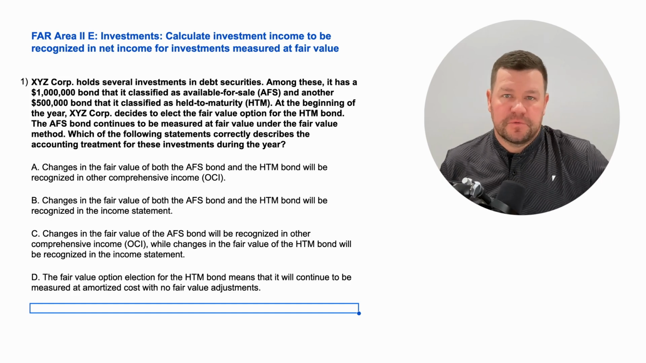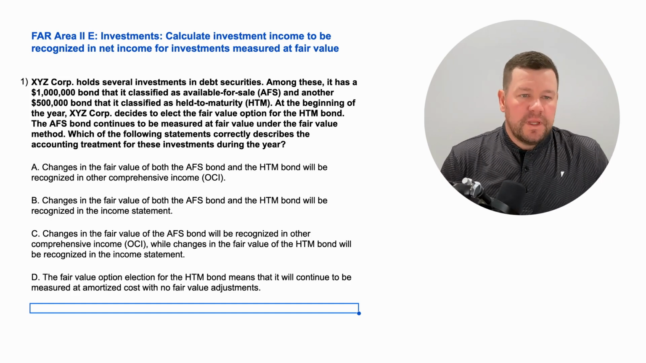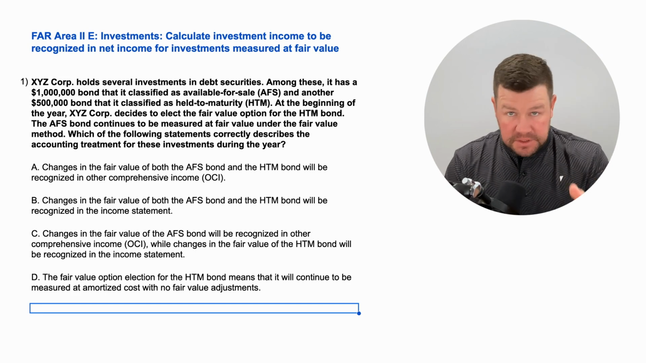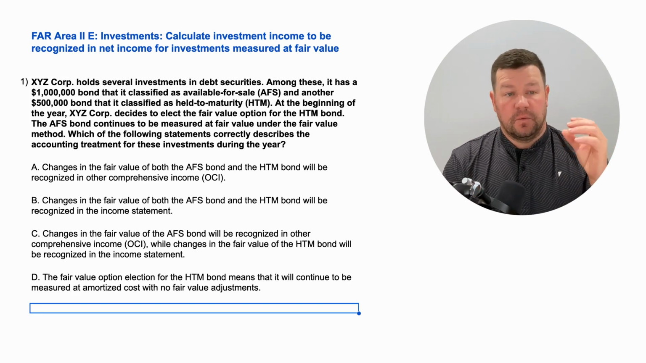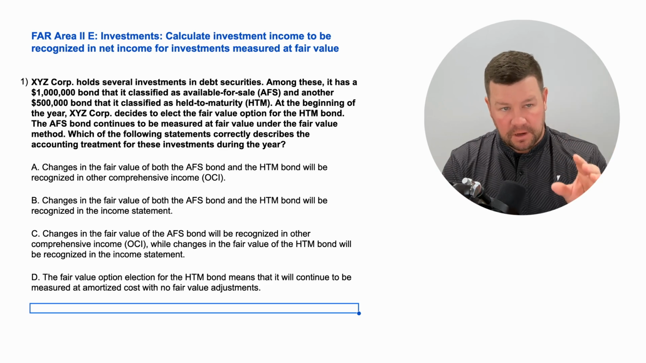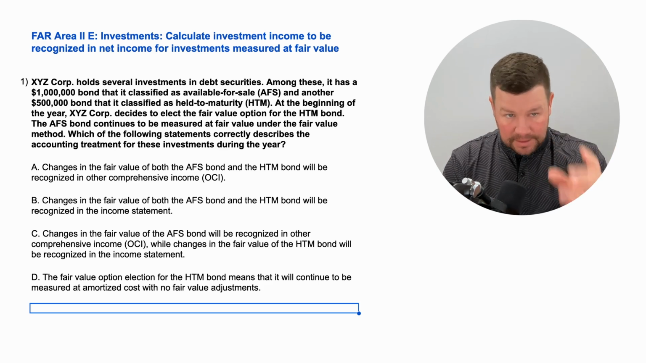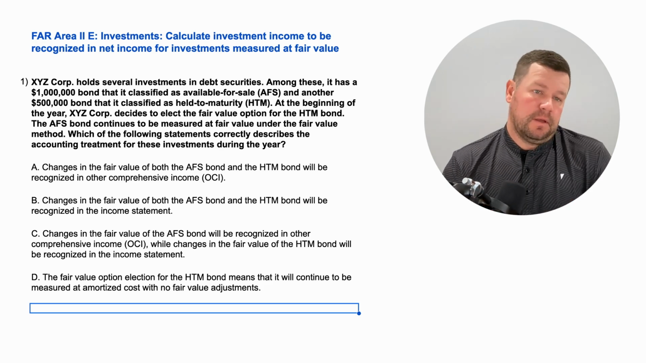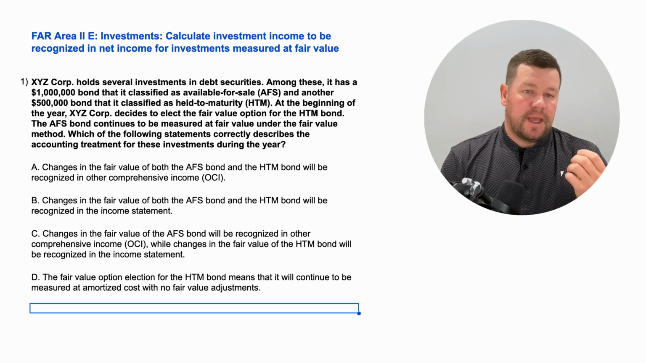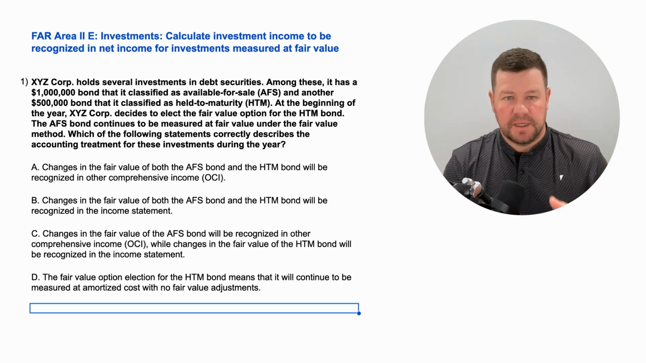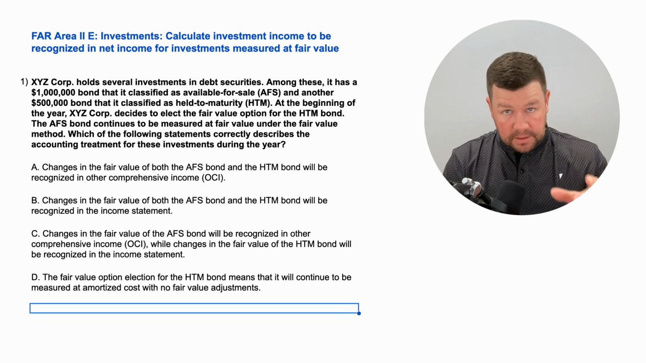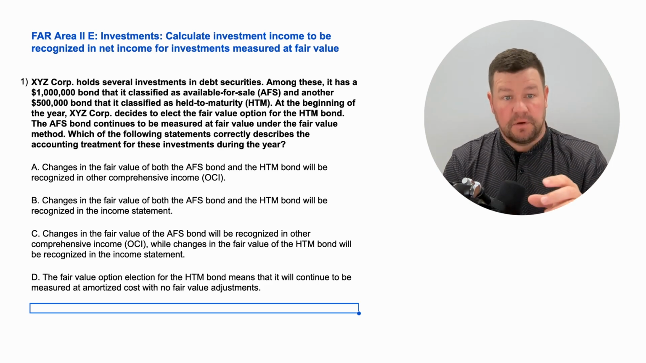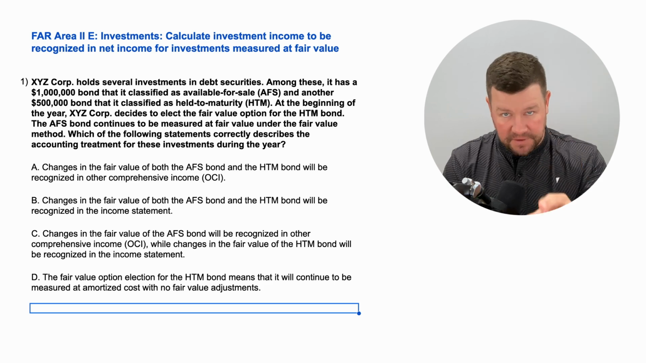All right, in this video from SuperfastCPA, we are going to go through some MCQs, and we're going to go through FAR Area 2 in E from the blueprints. That's where this is coming from. Under investments, and how to calculate investment income that is recognized in net income for investments measured at fair value.